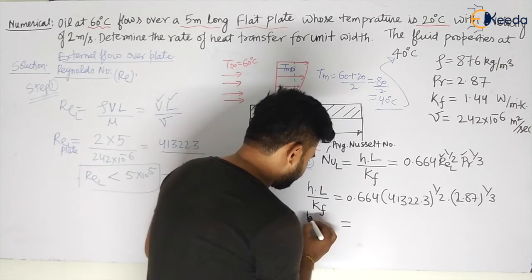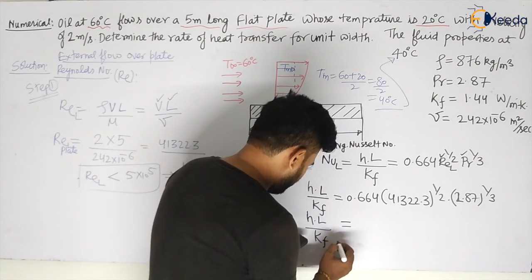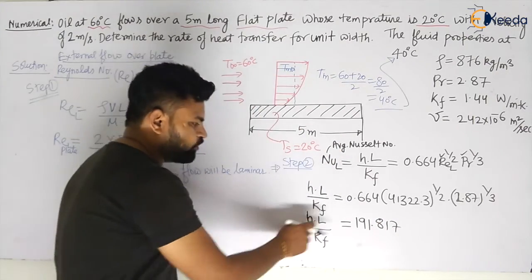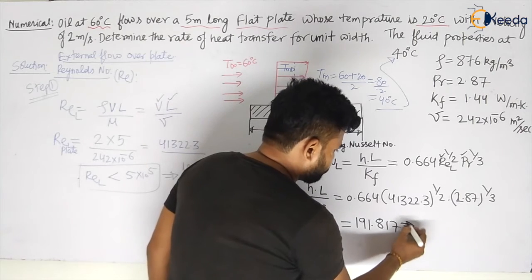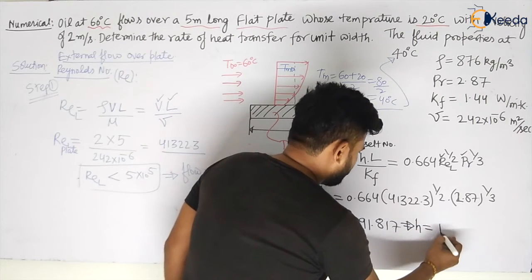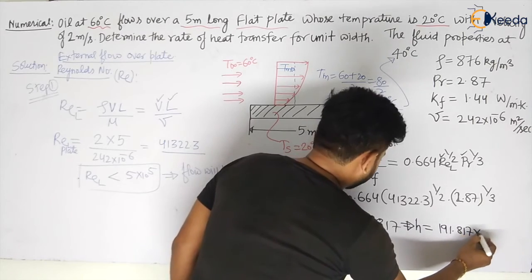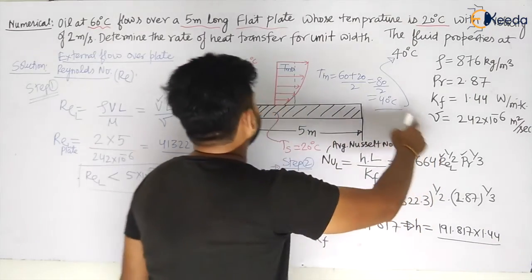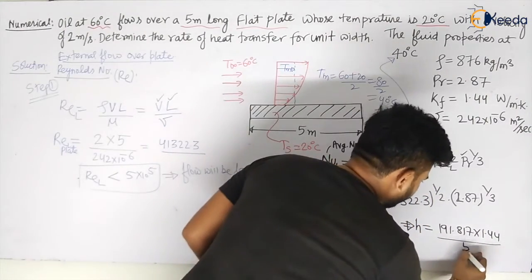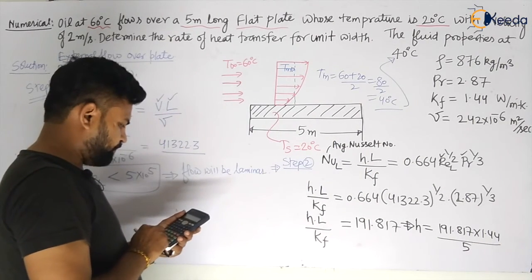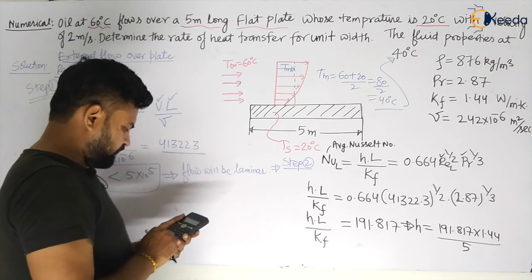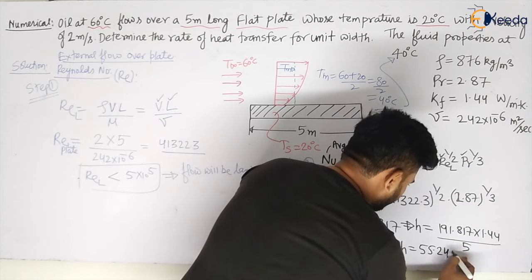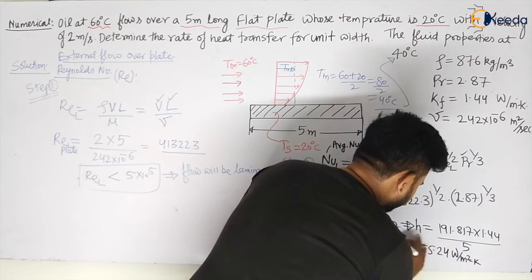That will be hL divided by Kf equal to 191.817, my dear students. So can we calculate the value of h? Yes. The value of h will become 191.817 multiplied by Kf. What is Kf? 1.44 divided by L. What is the length of the plate? 5 meter. So the value of h will come to be 1.44 divided by 5, so h will come equal to 55.24 watt per meter square Kelvin, my dear students.